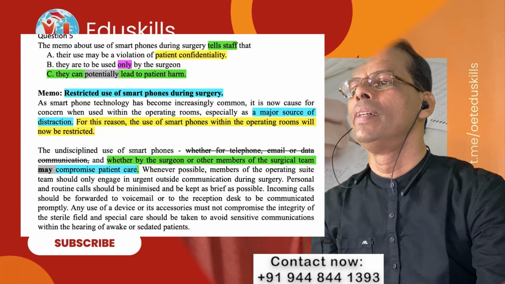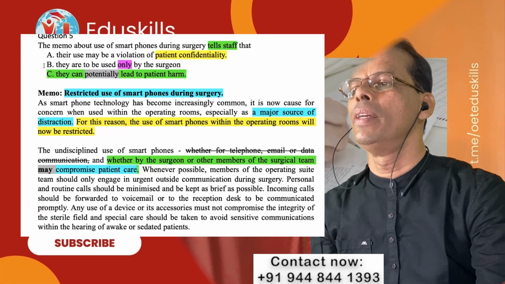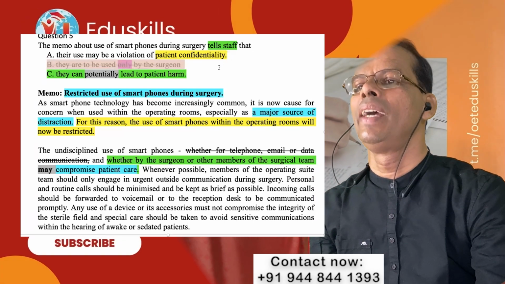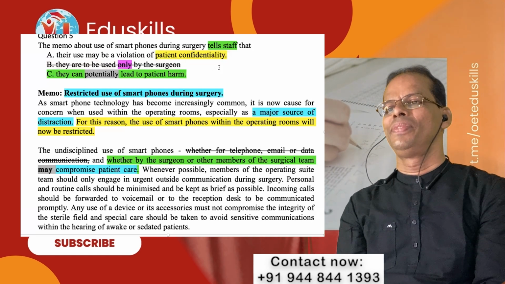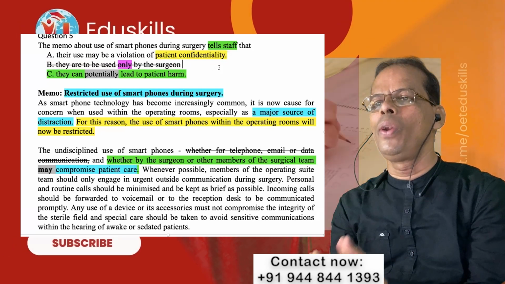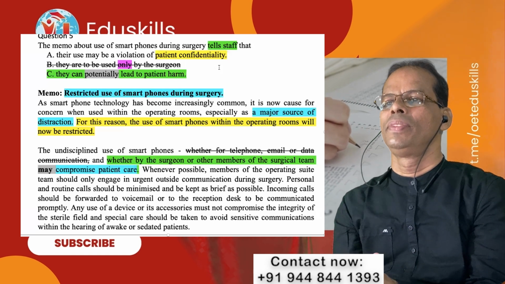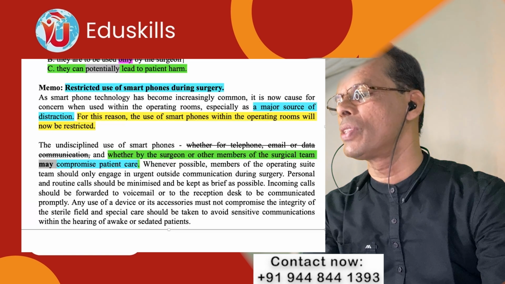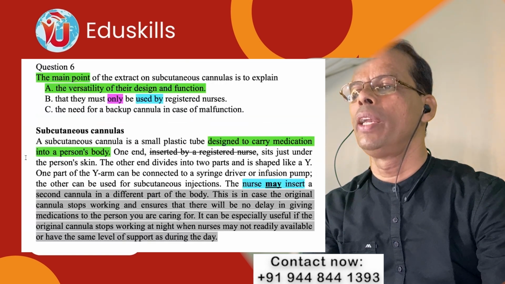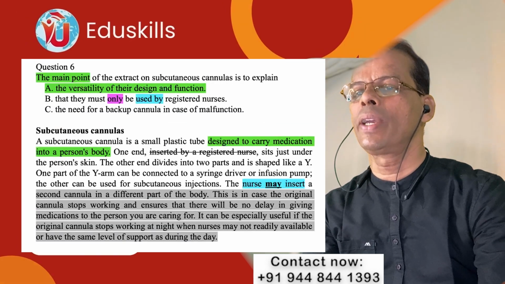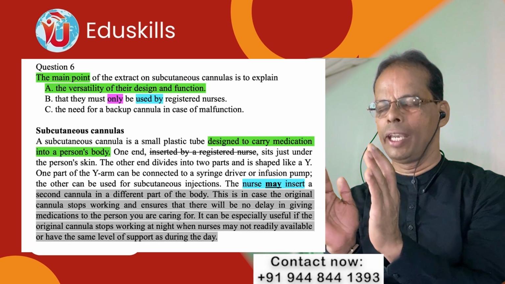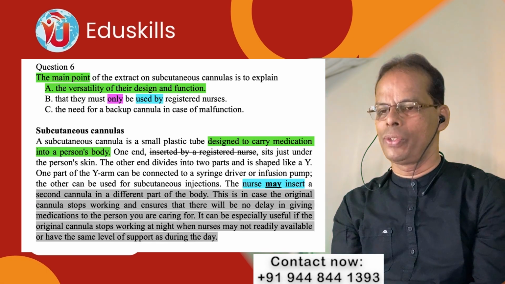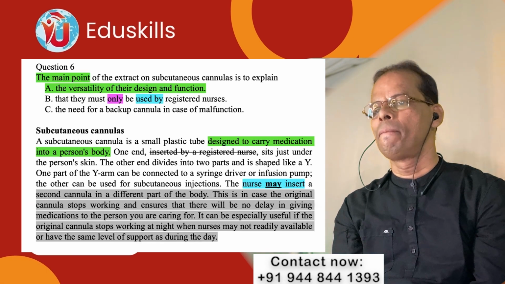One more here: "They are to be used only by the surgeon." "Only" is absolute, and in the context it is also absolute. We have already discussed this in detail in the previous session and the video is uploaded. That's why I'm not going into all the details. The only idea I want to give you is this: the absolute word should be there and the meaning should be absolute. Is that clear?